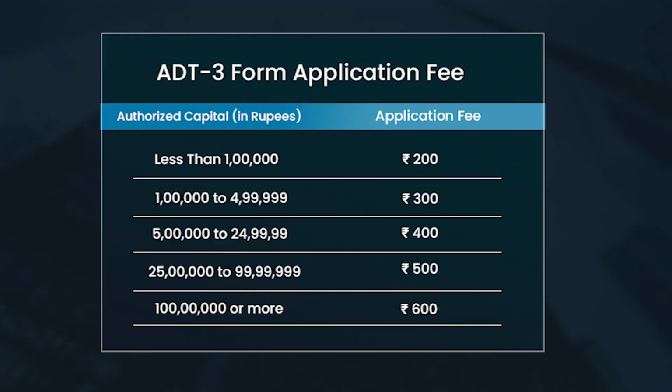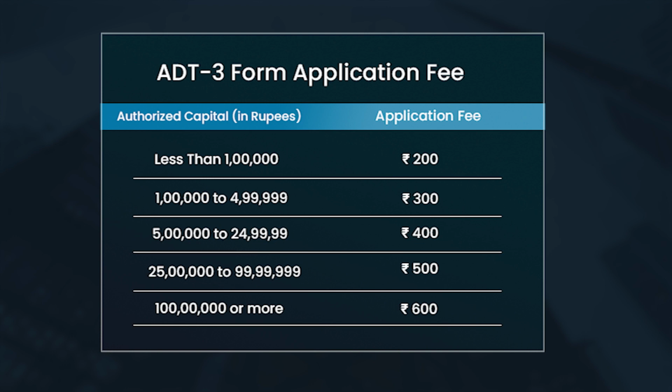After all the details are filled out and documents are attached, the auditor can submit the form and pay the required fees. The filing fees for ADT-3 depends on the company's authorized capital. You can see the table on your screen for details. If the authorized capital is up to 1 lakh rupees, the application fee is rupees 200. For authorized capital between 1 lakh and 5 lakhs, the fee is rupees 300.